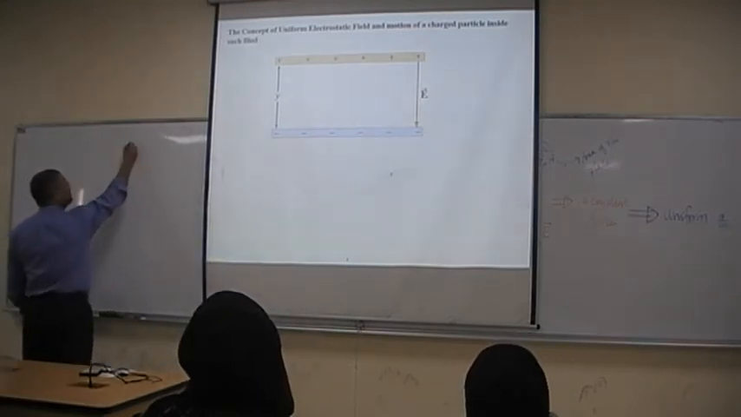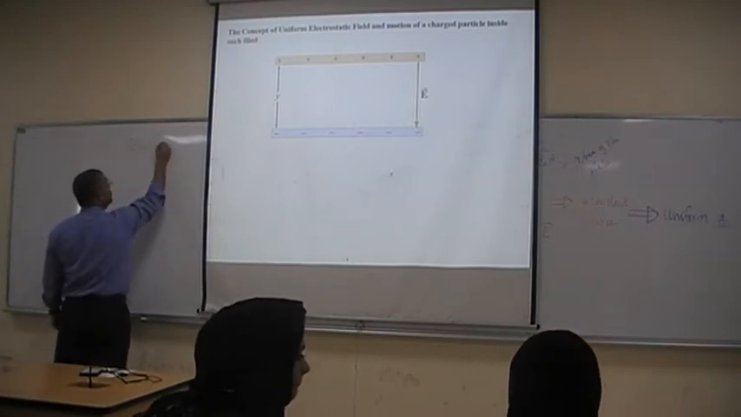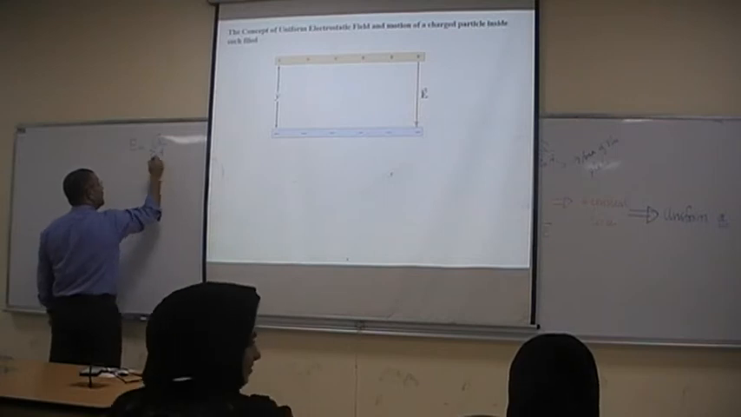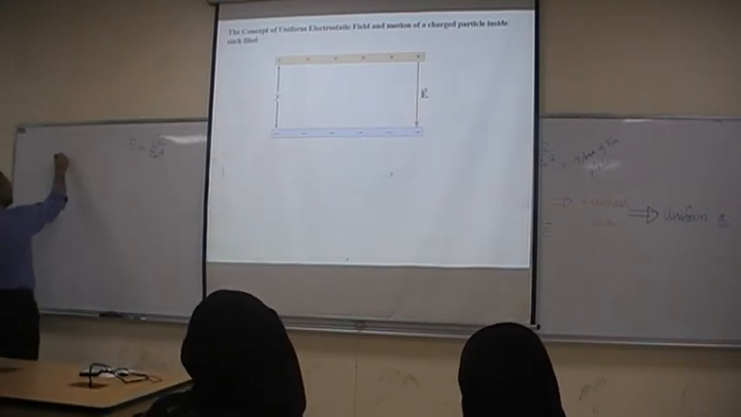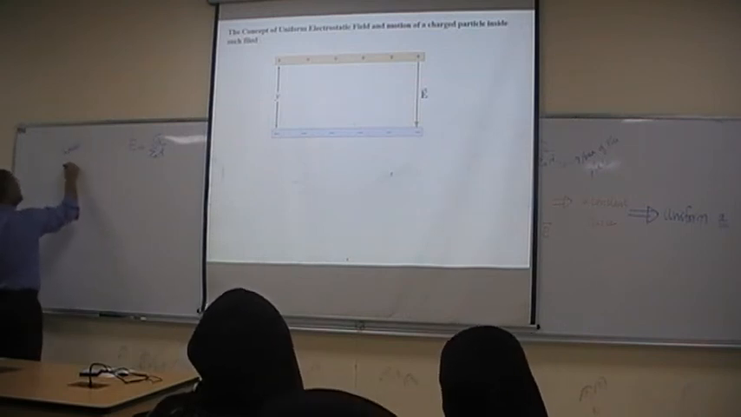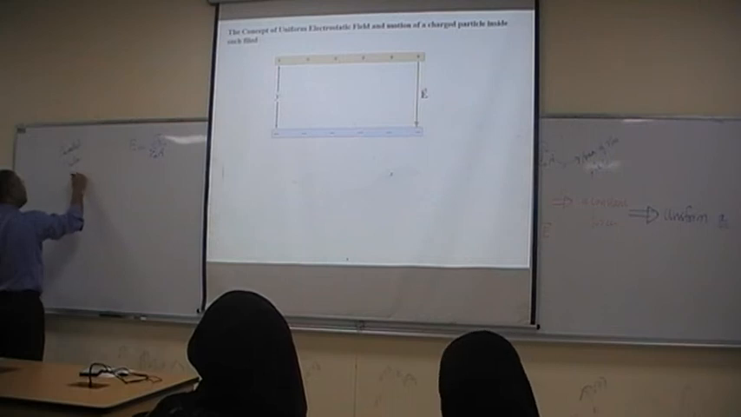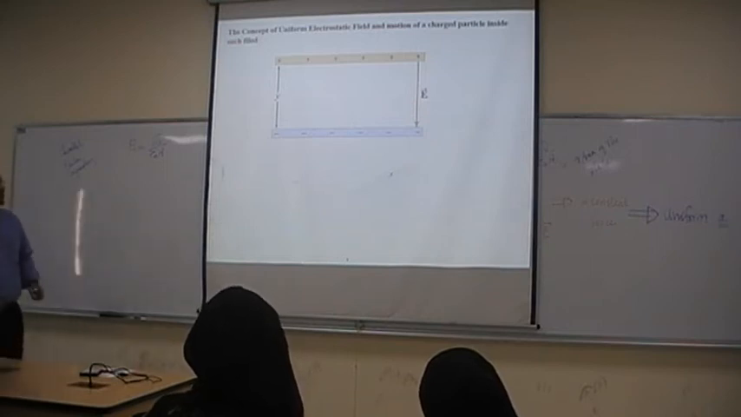Okay, so first E is equal to, we just saw, Q over epsilon A, which is uniform inside. Remember, this is for a parallel plate capacitor. Why do we use the parallel plate capacitor? Because it provides us with a uniform electrostatic field. Okay, that's a special case.